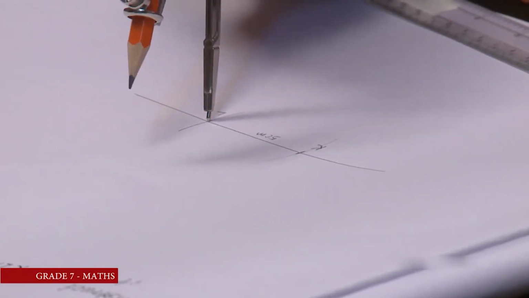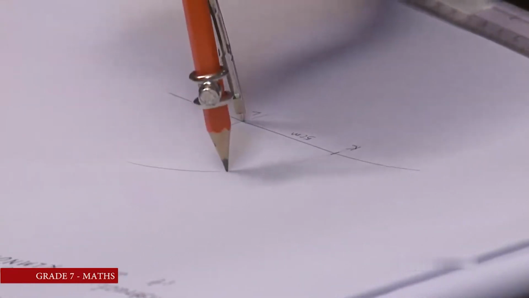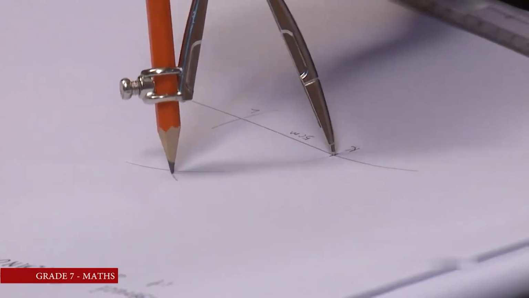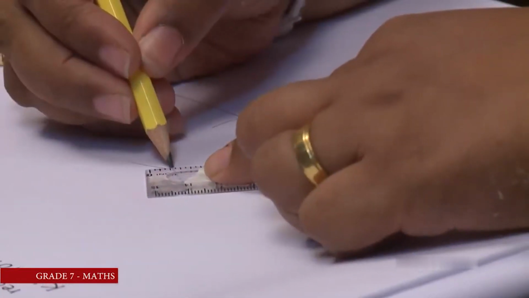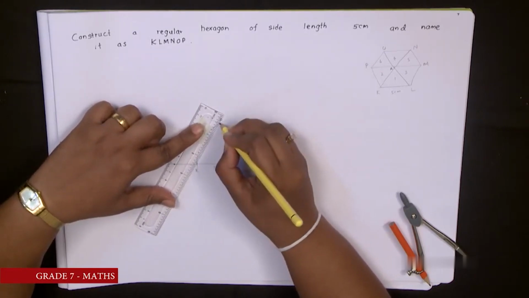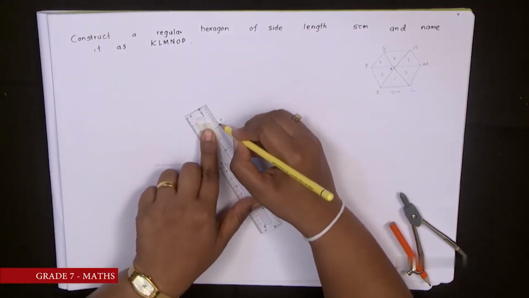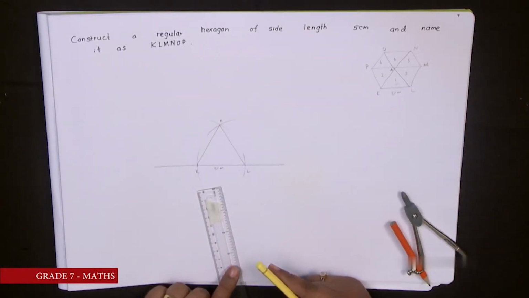Then once again, I am going to place my pair of compasses on L and draw an arc. Then I will place my pair of compasses on K. Once again, draw an arc. Now I have constructed the point, that is point A. So I will join the points KA and AL. Now we have completed constructing the first triangle.